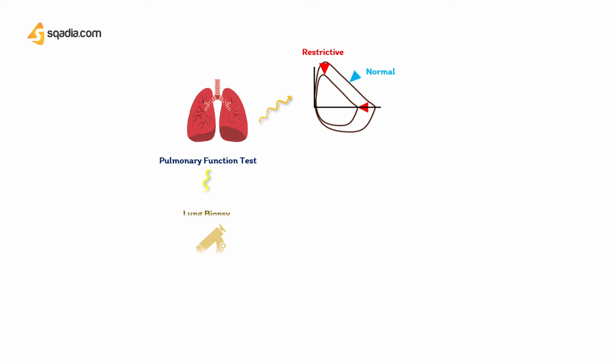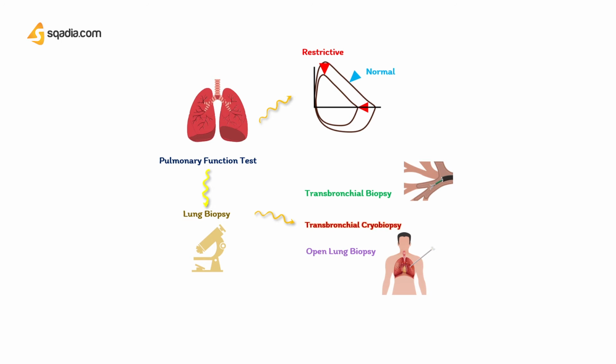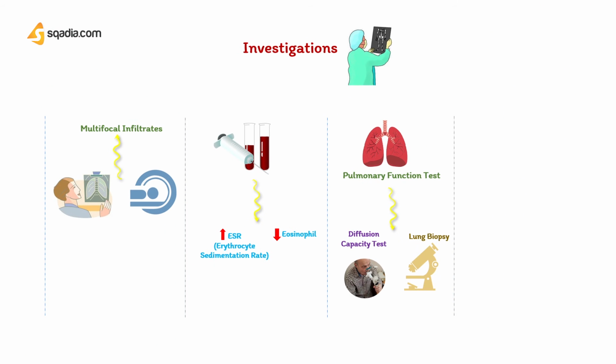Lung biopsy may be via a conventional transbronchial biopsy, which frequently captures the diagnosis. Transbronchial cryobiopsy, which is newer and recovers a larger bit of tissue, or in selected cases, even an open lung biopsy can be done for these patients. In severe disease, blood gases may reveal hypoxemia.